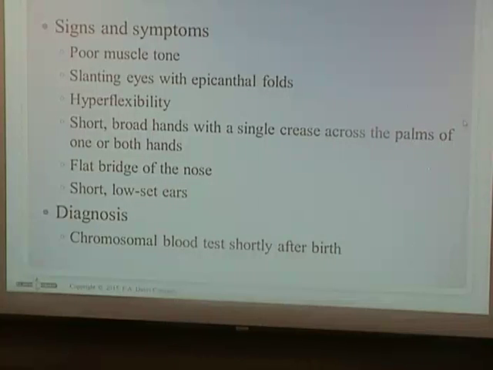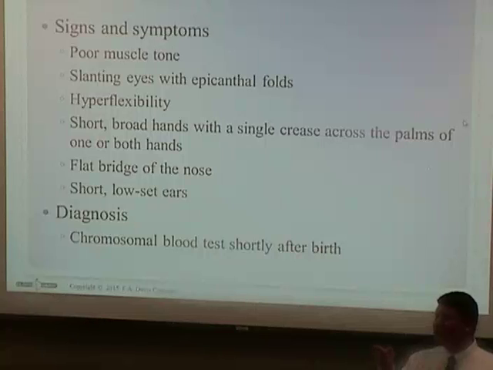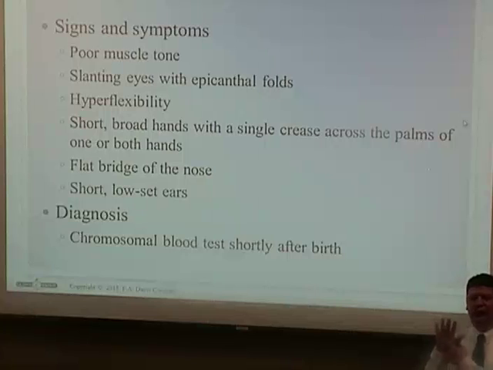Short, broad hands, single crease across the palm, and what's that crease called? Sometimes I forget you guys are undergraduates, and it's my job to tell you this. Because I'm like, everybody knows this. Why don't you know this? You're nurses. Someone said it. Simian crease, exactly. Yes. One single crease across the palm that you'll see. Hyperflexibility, which comes along with the poor motor tone. A flat bridge of the nose, short, low-set ears, and they tend to have a broad, webbed neck as well.